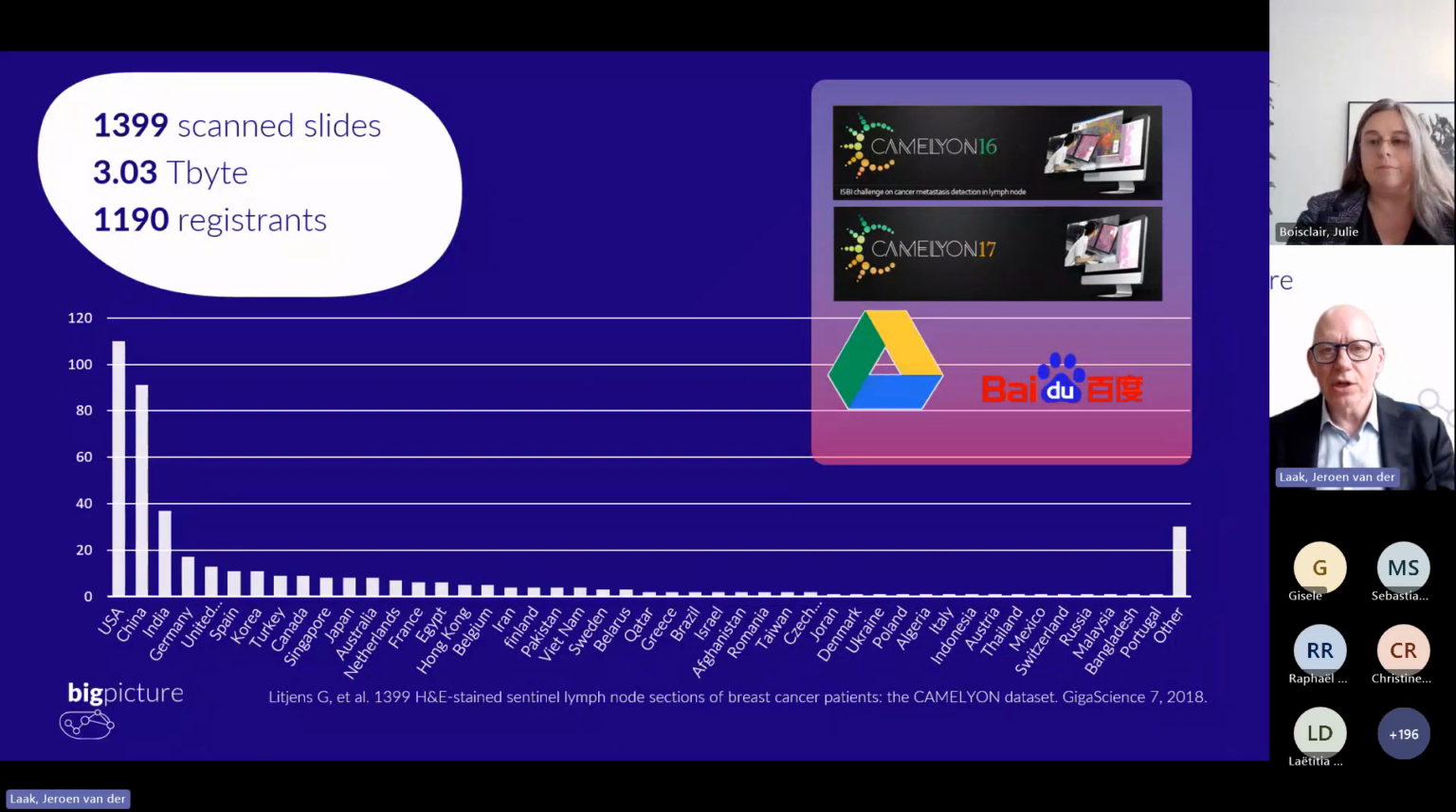Now, sharing your data was not easy. We used Google Drive for that. Back then, that was one of the most feasible options. And because we had a lot of requests from China where Google is not allowed, we also used this Baidu Pan, which is a similar system. So sharing the data was not easy back then.